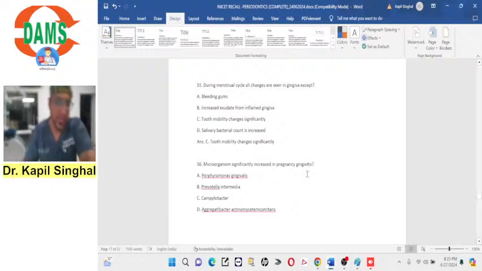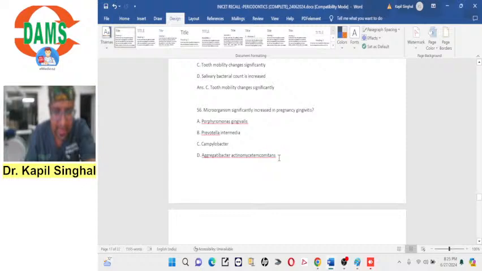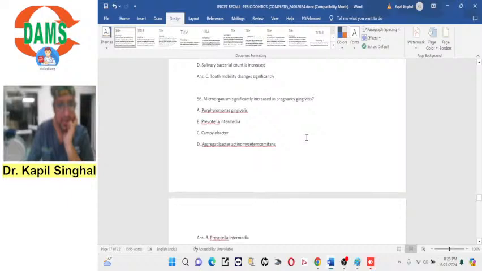Okay. Next question is: which microorganism is significantly increased in pregnancy gingivitis? See, in pregnancy gingivitis, because we know that the steroidal hormone increases, Prevotella intermedia increases, because Prevotella intermedia depends on the host cells for the steroidal hormones for its growth, which is increased in cases of pregnancy. So the answer here would be B, that is Prevotella intermedia.